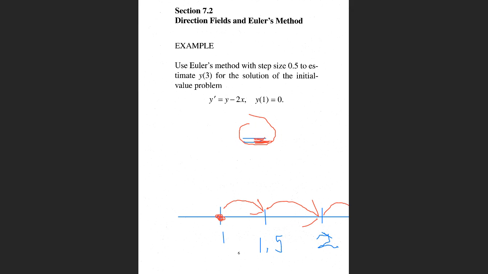Okay, well, let's go look at the solution. So we're going to need 4 steps. I wrote it out here for you. Here initially, x sub 0 is 1, y sub 0 equals 0. x sub 1 is 1.5, because if you take 1 and add 0.5, you get 1.5.